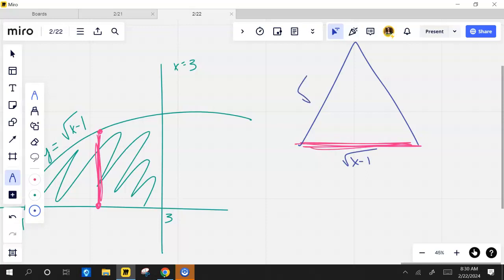And that means I know all of these are the same because it's equilateral. The problem is I have to drop down to find the area of a triangle. I have to have the height of the triangle. I've got the base, but I don't have the height. So I've got to drop down. Now, because it's equilateral, that height is dropping down and splitting into 2. So really this is square root of x minus 1 over 2, square root of x minus 1 over 2.